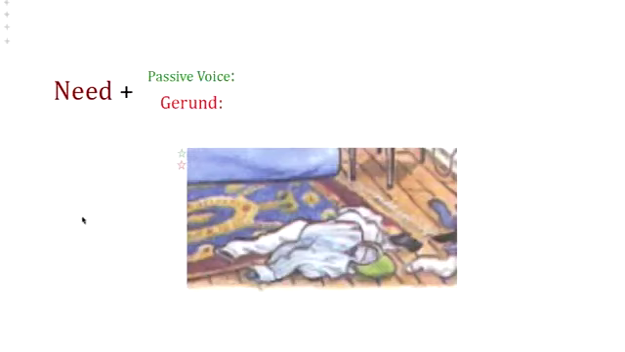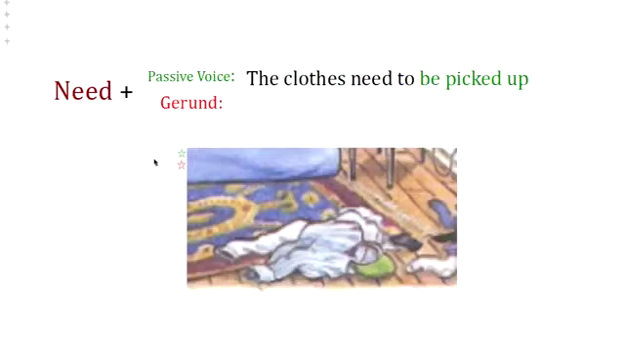Alright, so let's look at the different problems we saw. And remember, there's always two ways to say what needs to happen. I can use need in the passive voice, and I can use need and the gerund. So if we look at these clothes on the ground, I could say, in the passive voice, the clothes need to be picked up. Or, with the gerund, how can I say that? Right, the clothes need picking up. Okay, using that gerund, passive voice, be in the past participle. Always the past participle.